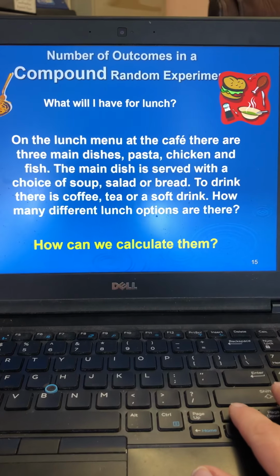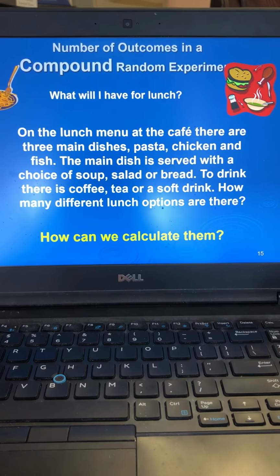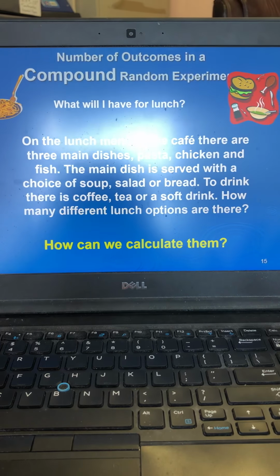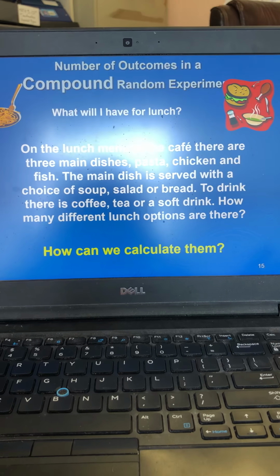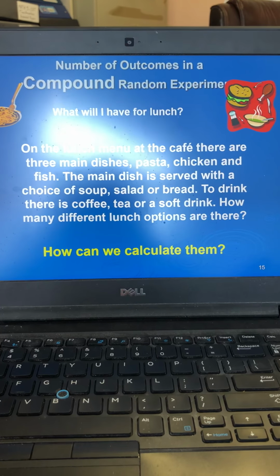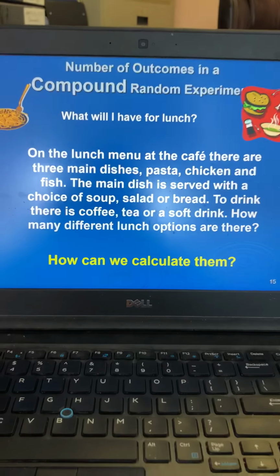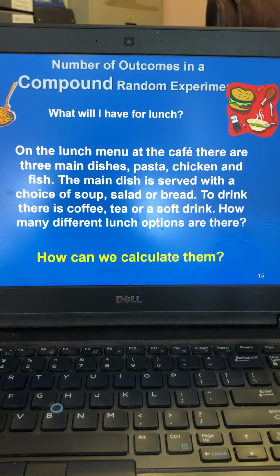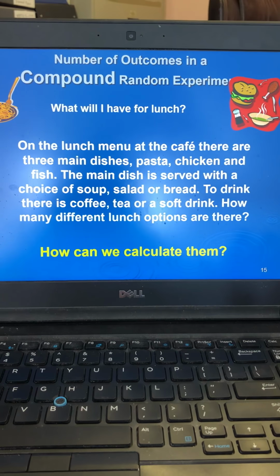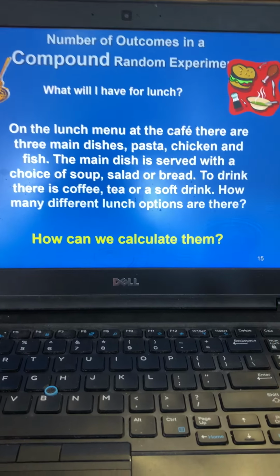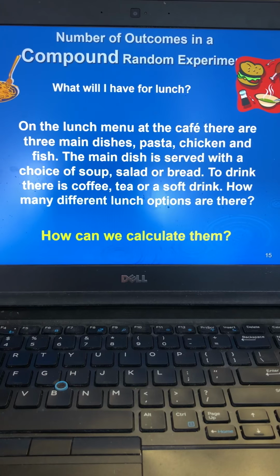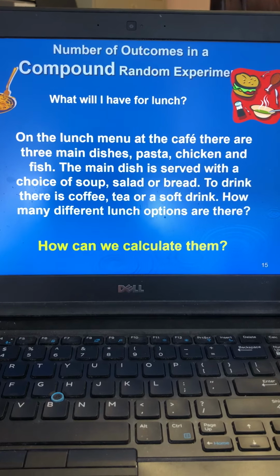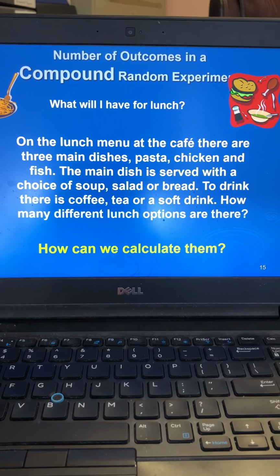So when we're looking at the number of outcomes in a compound random experiment, there are 2 different ways that we're going to be able to visualize and find the answer. So let's walk through an example just to explain how it works. Let's take a look at a pretend menu at a cafe. So let's say we were going out for lunch, and at the cafe you have only 3 choices. You can have pasta, chicken, or fish. And the main dish is always served with a choice of either soup, salad, or bread, and then you have a choice of coffee, tea, or a soft drink.